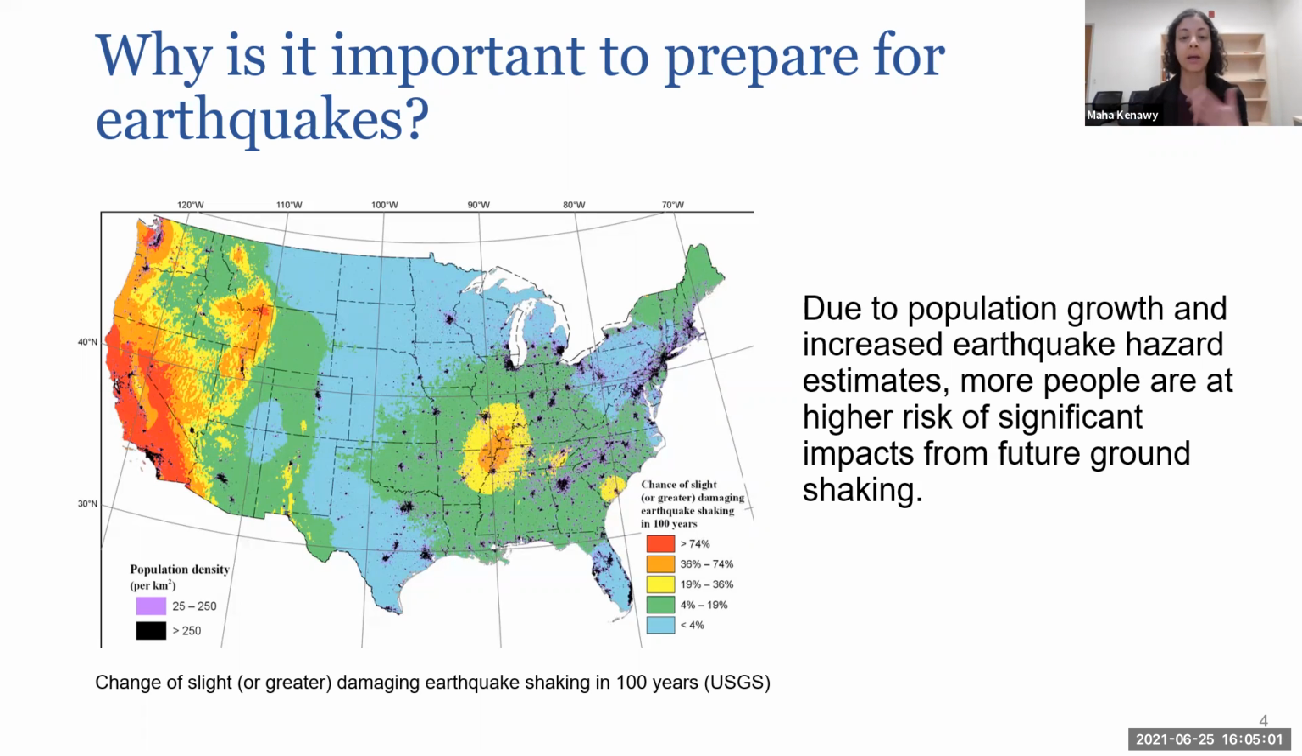And so this map tells us about the chance of a damaging earthquake in 100 years over the continental United States. It also tells us about the population density. And one of the outcomes of this project in 2018, the most recent version, is that because of the population growth around the urban areas in the United States, and because of the increased earthquake hazard estimates, as we learn more and more about earthquakes, then more and more people today are at higher risk of significant impacts from future ground shaking. So it is a risk of interest to us. And so that's why we like to study earthquakes and try to prepare for the big ones.